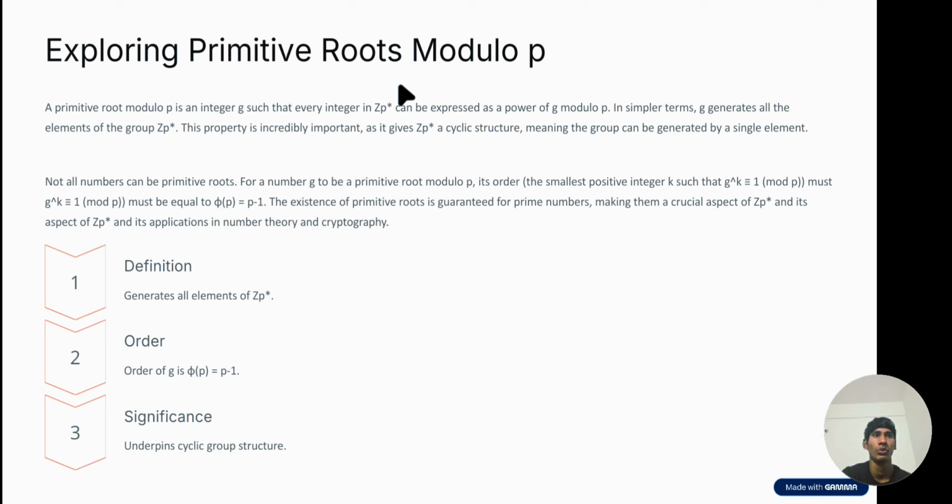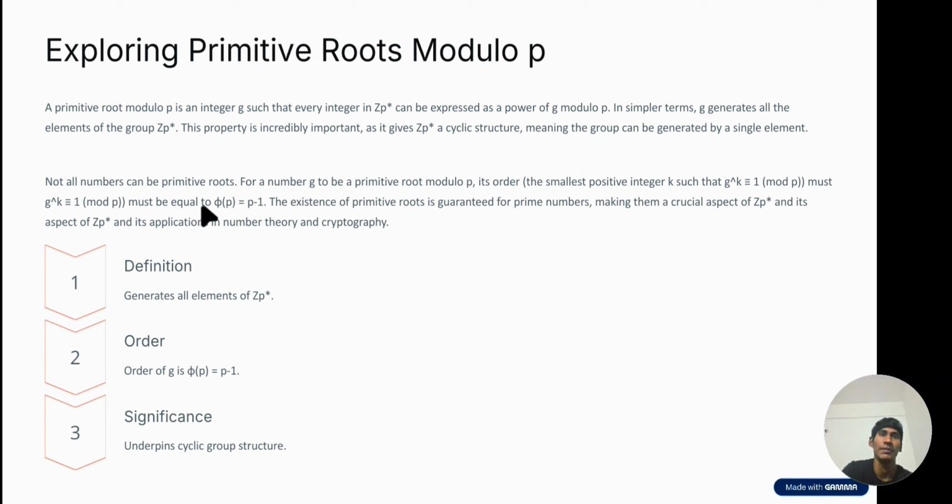Exploring primitive roots modulo p. A primitive root modulo p is an integer g such that every integer in Zp can be expressed as a power of g modulo p. In simpler terms, g generates all the elements of the group Zp. This property is incredibly important, as it gives Zp a cyclic structure, meaning the group can be generated by a single element.